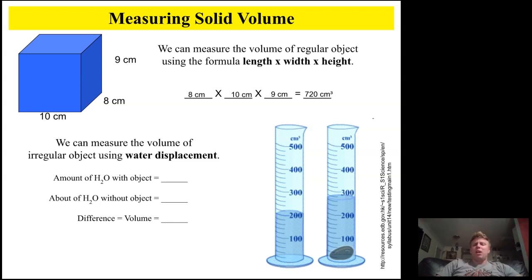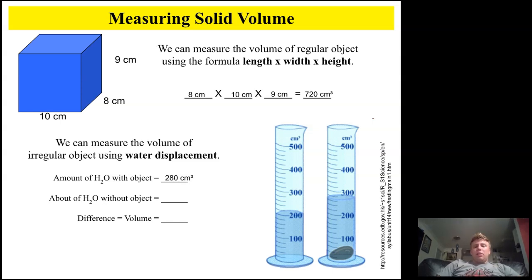But what happens when the object is an odd shape that we can't measure the length, width, and height? We can use water displacement to measure the volume of the object. We can see how much the water moved when we placed a particular object in water. If you take a look at the right, we'll measure the amount of water with the object in it. And if you take a look at the graduated cylinder, it measures in at 280 cubic centimeters.